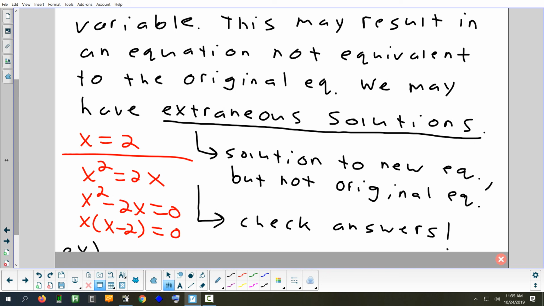Remember, originally we had an answer of 2. Is 2 still an answer? Yes, 2 is still an answer. But what else is an answer here now? 0. I did the same thing on both sides, but I created this extra answer of 0. Does 0 work in the original? No. Because I multiplied both sides by a variable, I created an extra answer. So I have to check it and make sure it works. Now we're going to be doing rational, so it's not as simple as that, but it's the same idea.